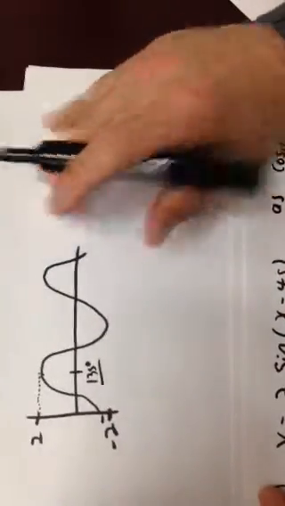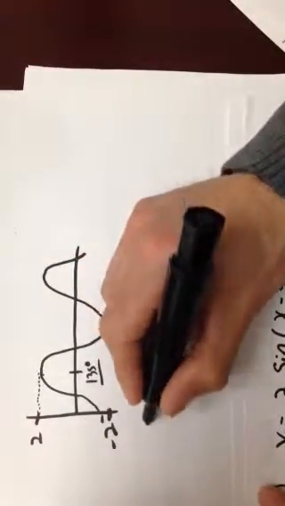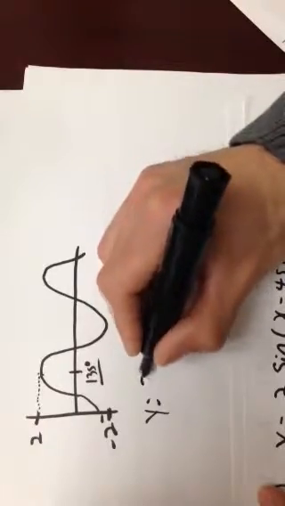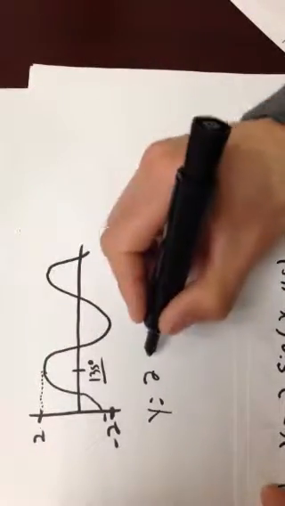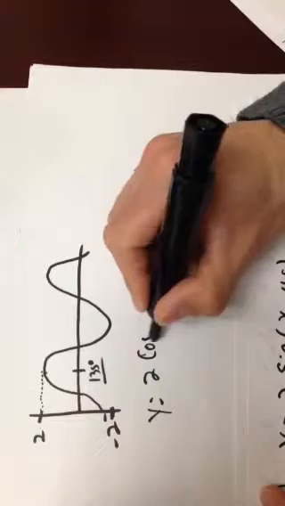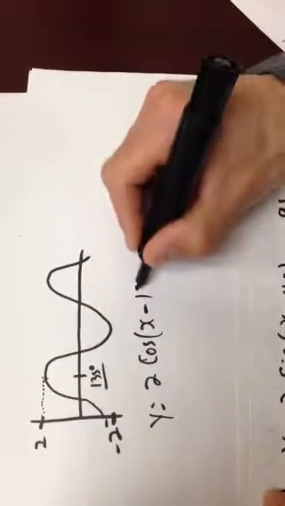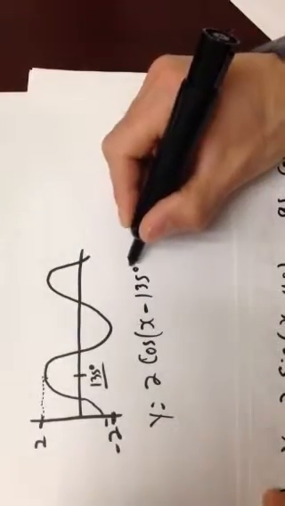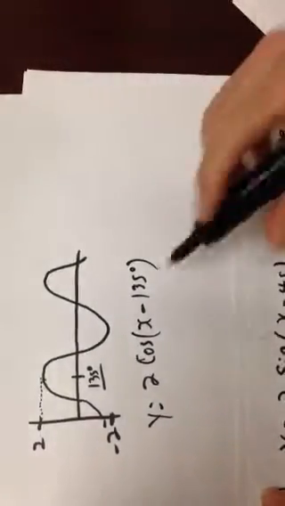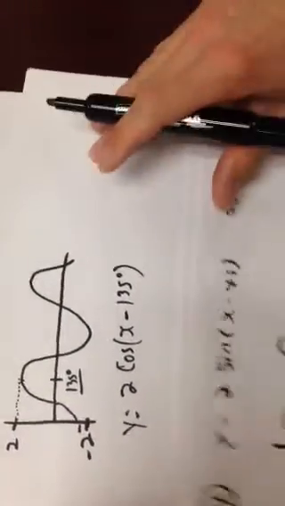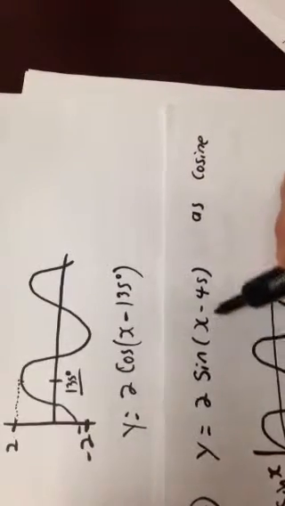135 degrees. So I could write down the equation. This is y equals 2, because our amplitude is 2, times the cosine of (x minus 135 degrees). That's going to be the same as y equals 2 times the sine of (x minus 45 degrees).